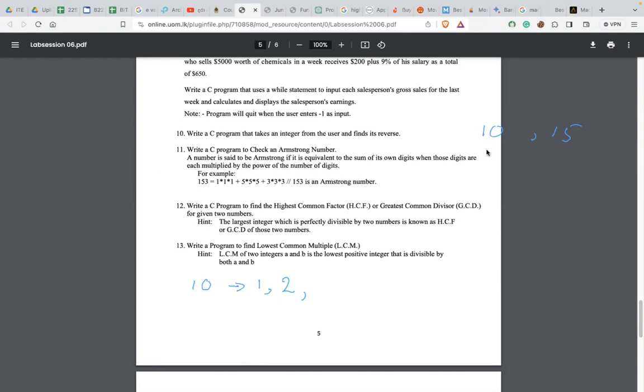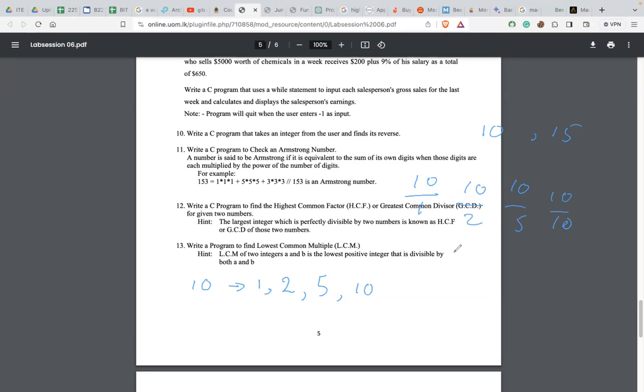Okay, then next one is 5. Yes, 10 can be perfectly divisible by 5. Then 5 is another factor. Then you can go to the 6. No, 6 cannot be divisible. 7, no. 8, no. 9, no. 10. Okay, 10 also. That means 10 can be divided by 1, 10 can be divided by 2, 10 can be divided by 5, perfectly divisible, and 10 can be divided by 10, perfectly divisible.